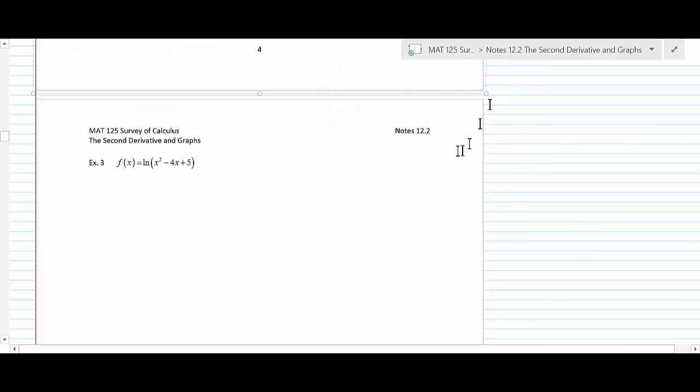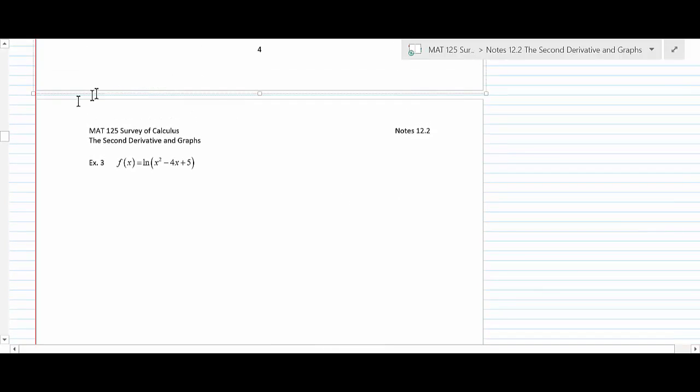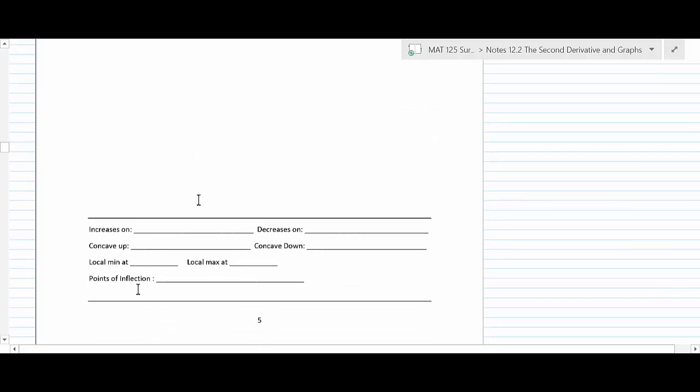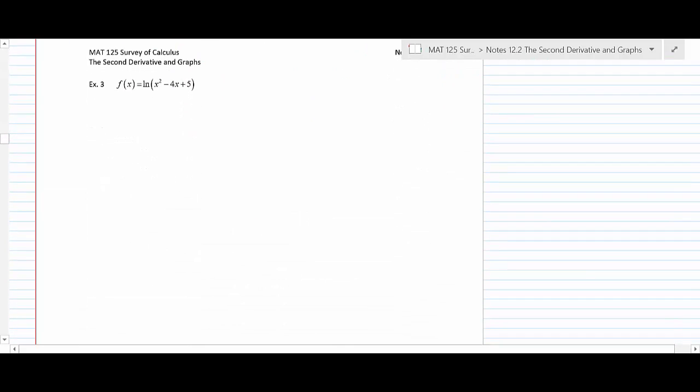So let's go ahead and start with this. What we're going to do with this third example is take a different function and analyze where it increases, decreases, and look at the concavity like we were doing last time. If you're asked to find increasing and decreasing, you do the first derivative. Concavity is the second derivative.